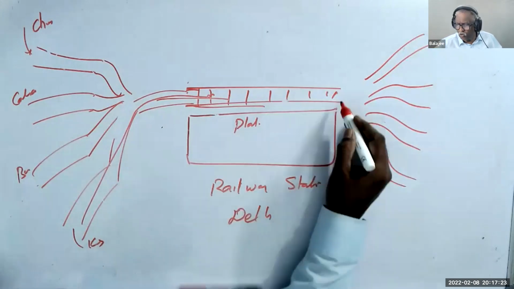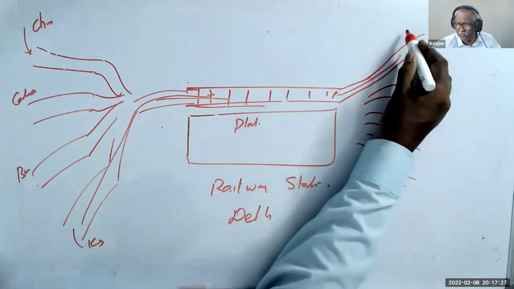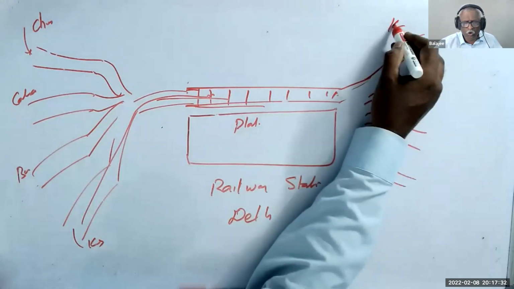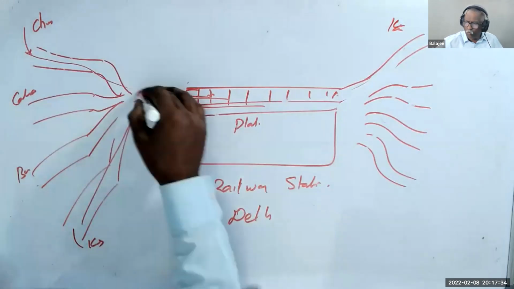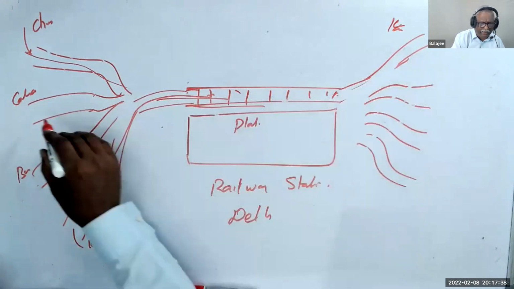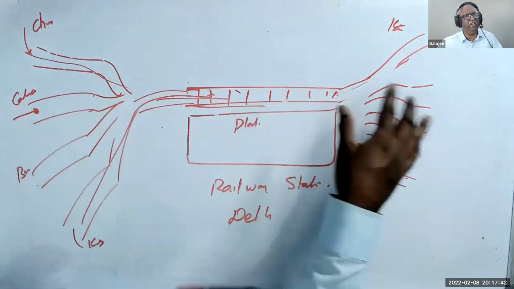Okay, they will be able to connect this one to this one, this track. That time this train will go to Chennai. And this train will go to Kashmir. So if I am coming from Chennai and want to go to Kashmir, they will control this. And if I am coming from Calcutta and want to go to Chennai, this will. So any train can go to any train.